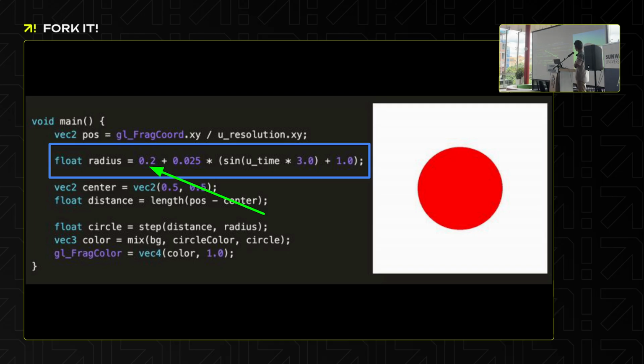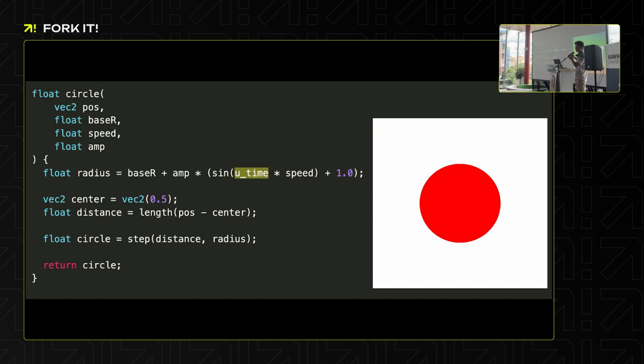Okay, so now we can move this to make it more readable. We can move it to a separate function. So here we have this circle function, and let's give better names to those variables. We have the base radius, which is the main radius of the circle without any animation, and also the speed of the animation, and this amplitude, or amp, which is the multiplier that we're going to add, which is going to control the maximum radius that we're going to have. And we're going to use it later to make some bigger animations.